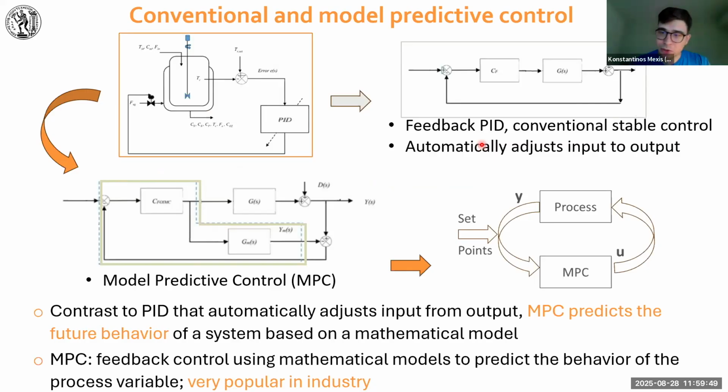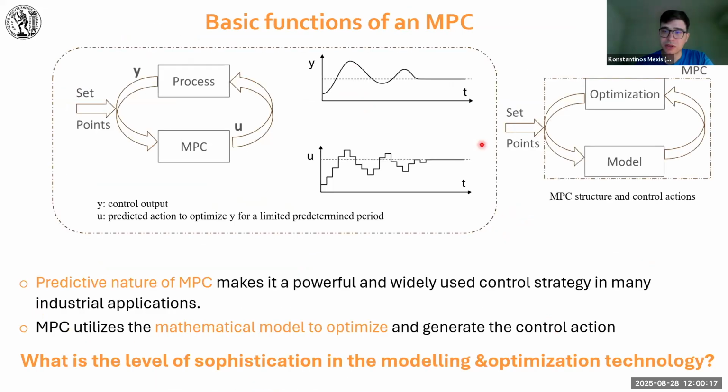MPC, model predictive control, on the other hand, is predictive. It uses a process model to anticipate the future behavior of the system and optimizes the control actions in advance. This predictive nature makes MPC very powerful and is already very popular in many industrial applications. The key question we want to address is how digital twins can enhance this further by providing more accurate, process-aware models for prediction and optimization.